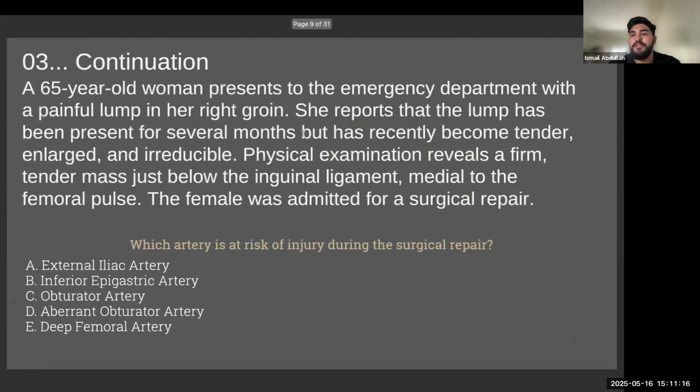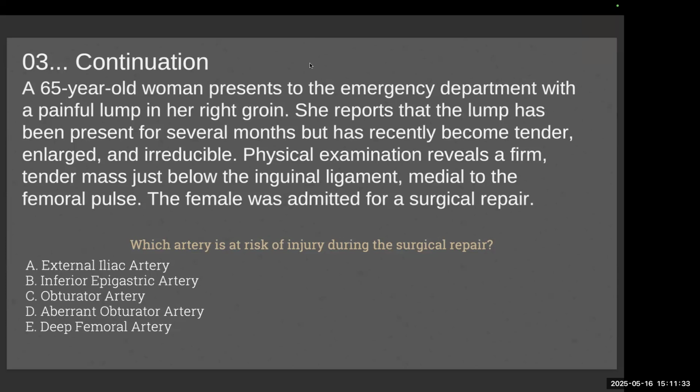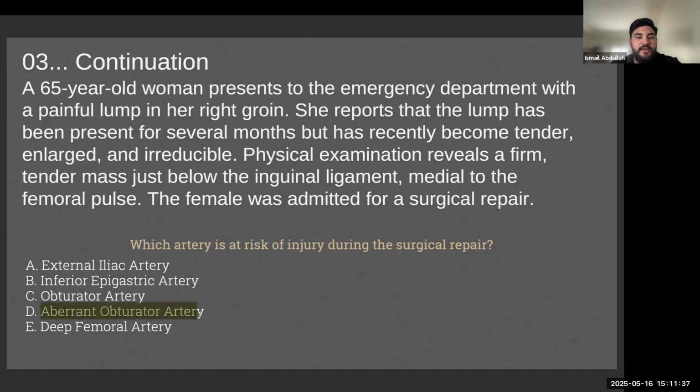So let's say that we treated the patient. Let's say that we admitted the patient for a surgical repair. Now, anatomically speaking, which artery is at a high risk of injury during this surgical repair? I think it's the aberrant obturator. Yes, this is pure anatomy. It's even in the slides. So it's the aberrant obturator artery.